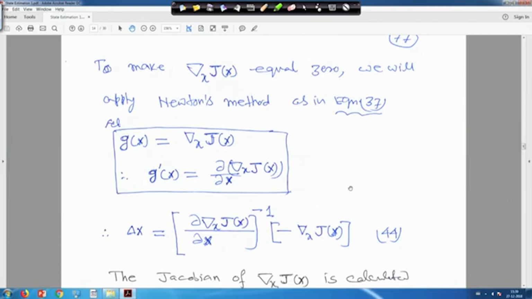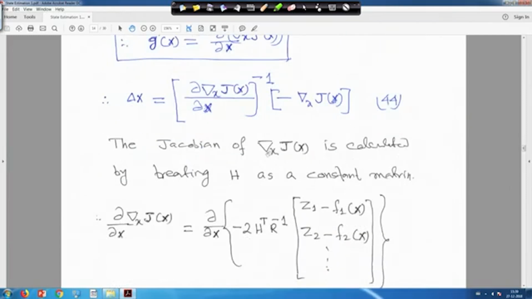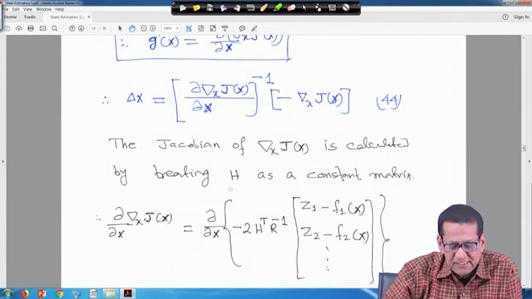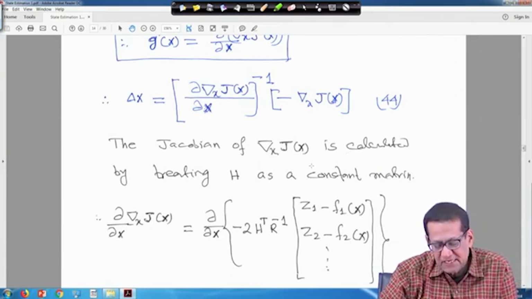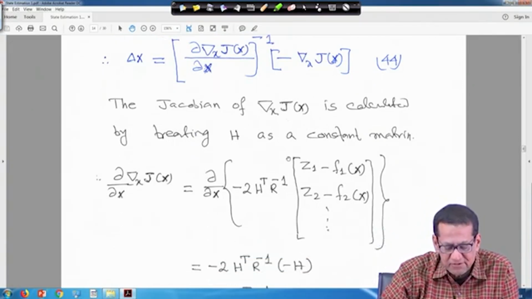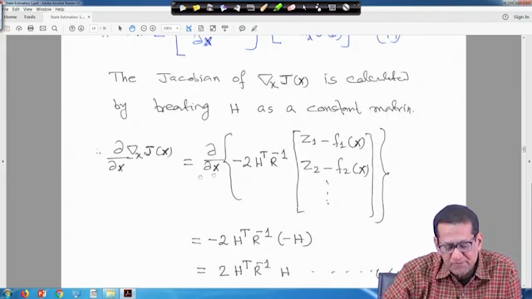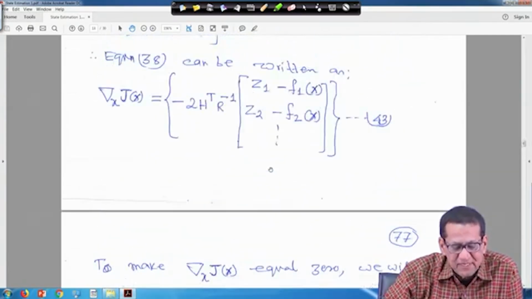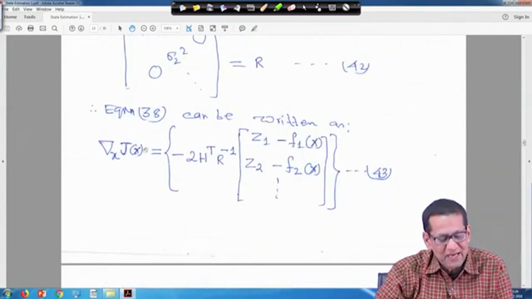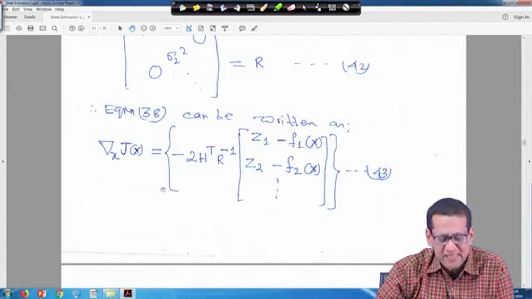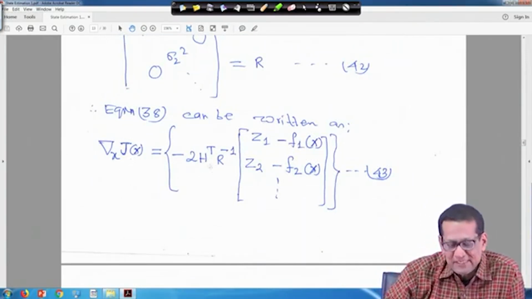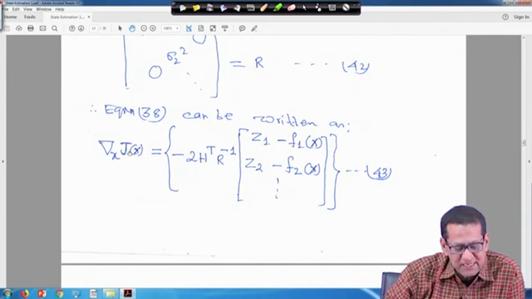Now, the Jacobian of that gradient J x is calculated by treating H as a constant matrix. Now, I assume H is a constant matrix, then what we have to compute is del x of gradient of J x. This is my gradient of J x. We are assuming H is a constant matrix, R of course is a constant matrix, then you have to take the derivative with respect to x of this gradient, right.